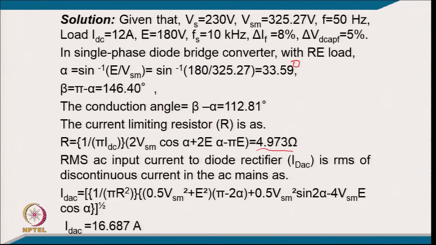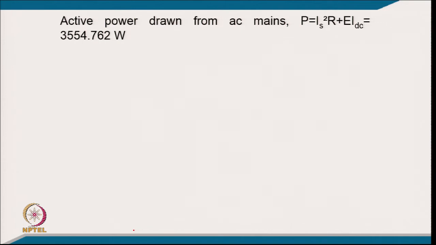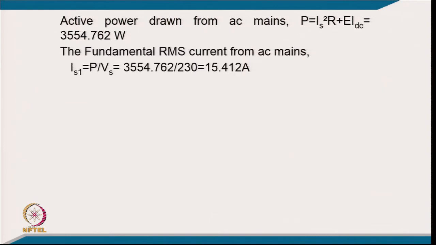So, that comes for 4.973, and the RMS current in diode rectifier is the RMS discontinuous current of AC mains. By putting this resistance value and all the other data, we are able to get the AC RMS current, that is 16.687, and the active power drawn from AC mains is IS square RS plus the battery power EIDC, that comes 3554.763 watt, and the fundamental RMS current from AC mains will be IS1 equal to P upon Vs.